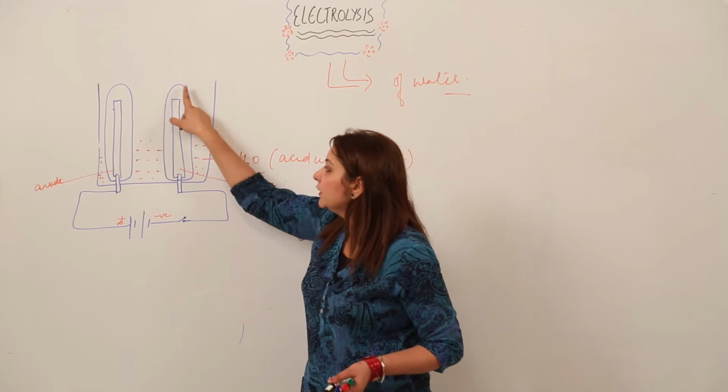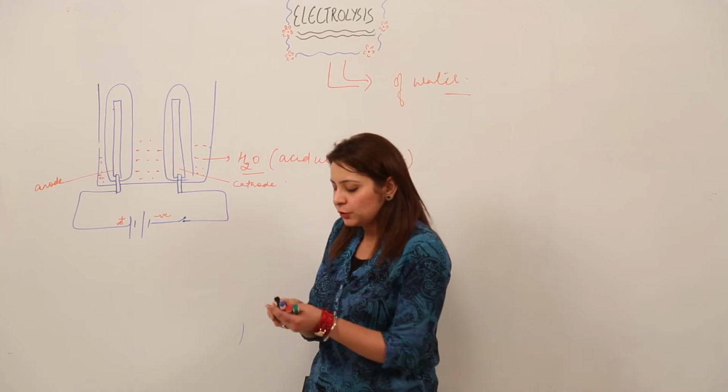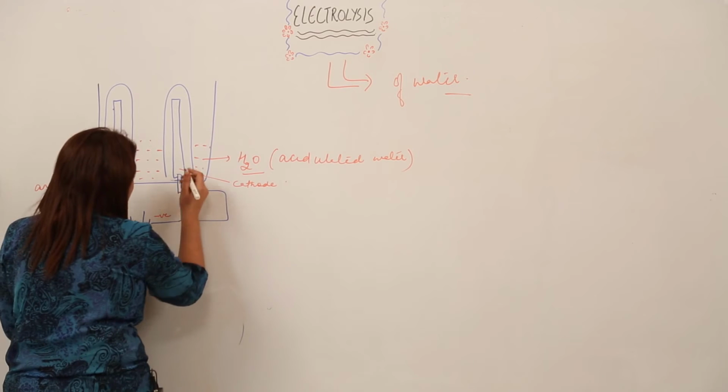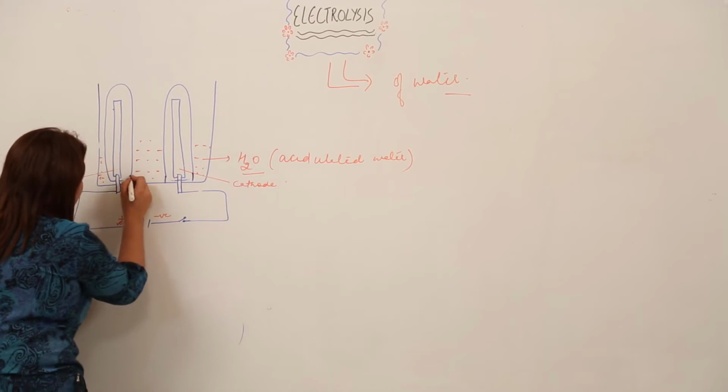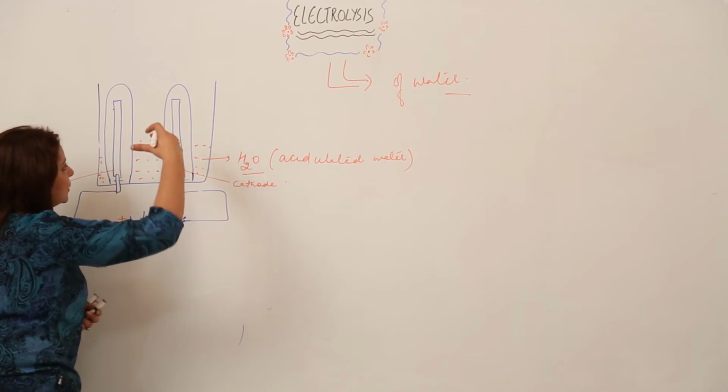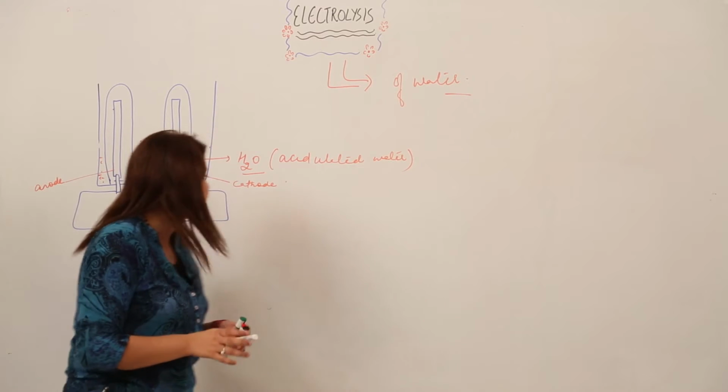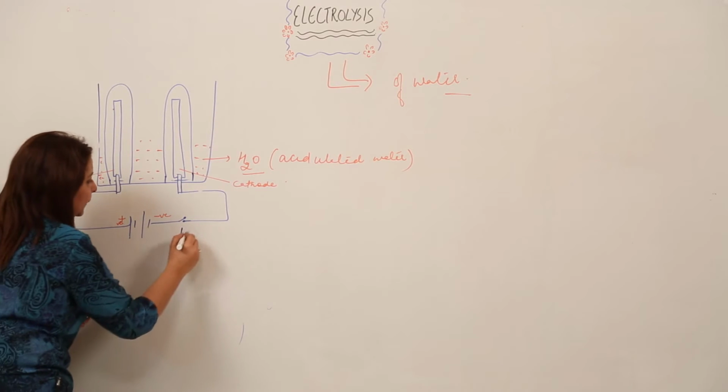See, I have just placed the inverted tubes. I'll just do it like this. See, it is not closed. These are two inverted tubes which are just put on the cathode and anode, right? This is the battery and this is the key.